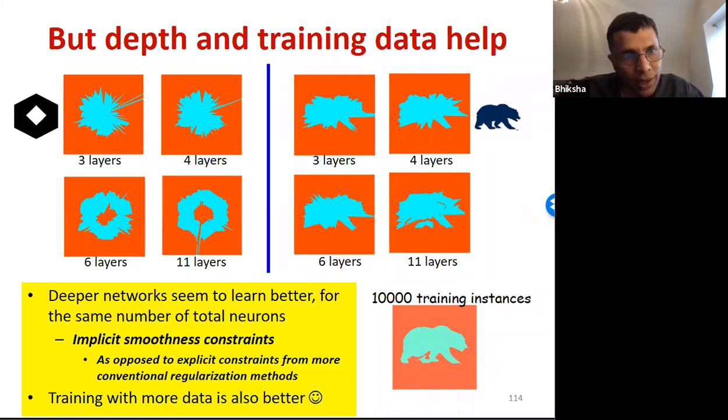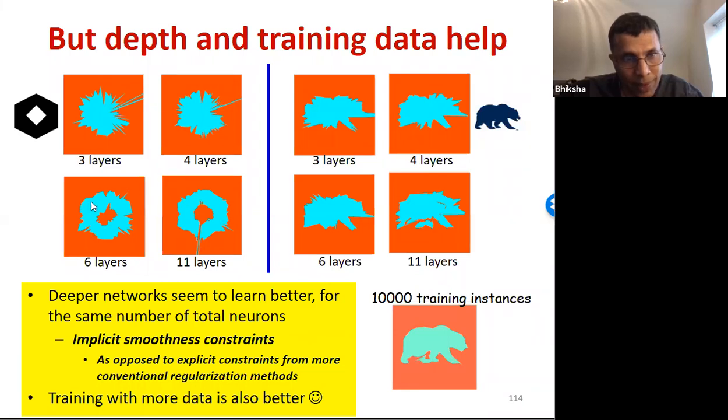Step 2, now let's go and take a look at the issue of depth. Here, I tried to learn 2 different decision boundaries. One is this hexagon, the other is a decision boundary in the shape of a bear. In each case, we've drawn 1,000 training samples. And now we've got an over-parameterized network. This network has, I'm using 660 neurons in each case. Here, I've arranged the neurons in 3 layers of 220 neurons each. Here, it's 4 layers of 115 neurons. Here, it's 6 layers of 110 neurons. Here, it's 11 layers of 60 neurons each.